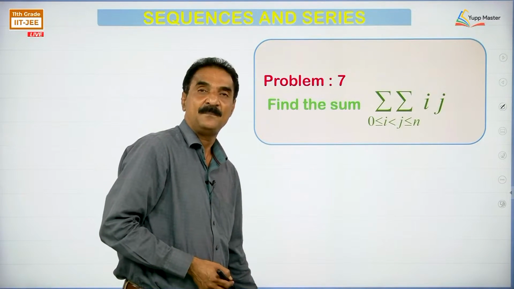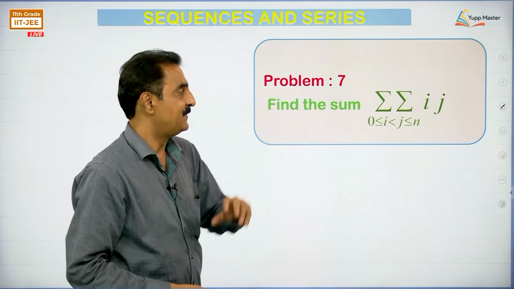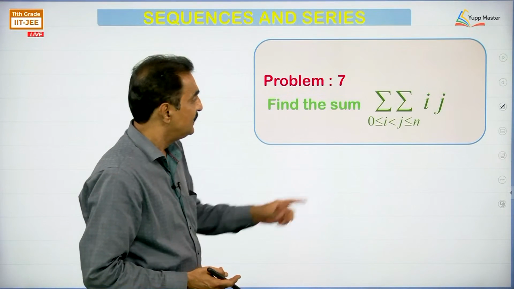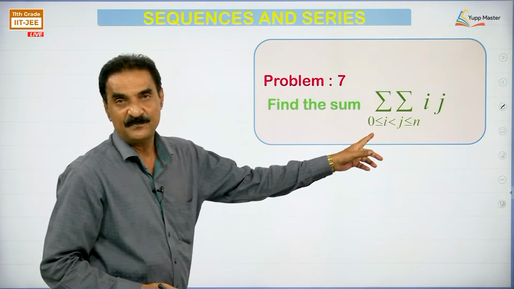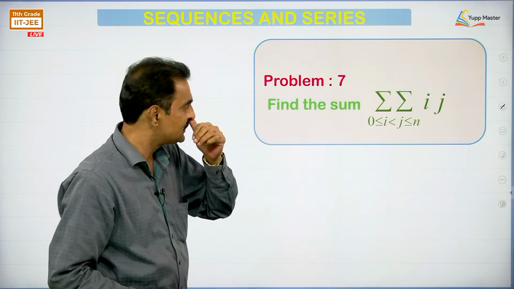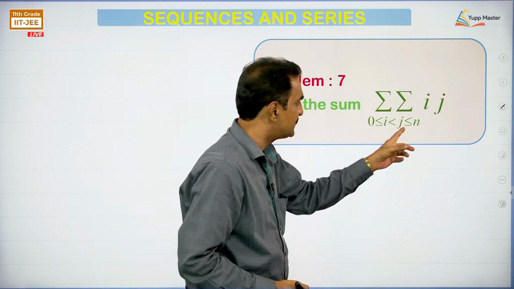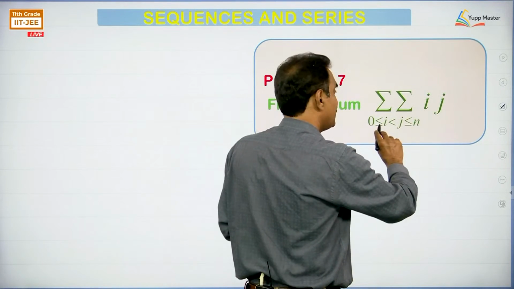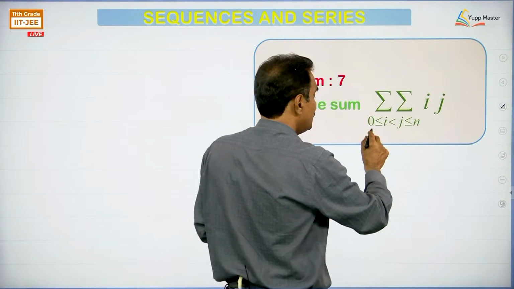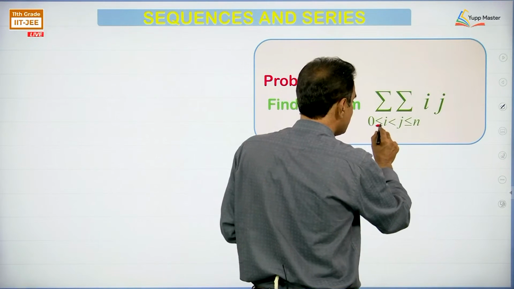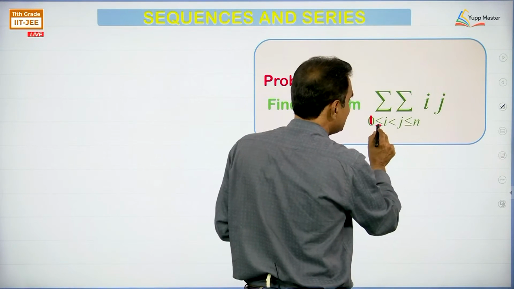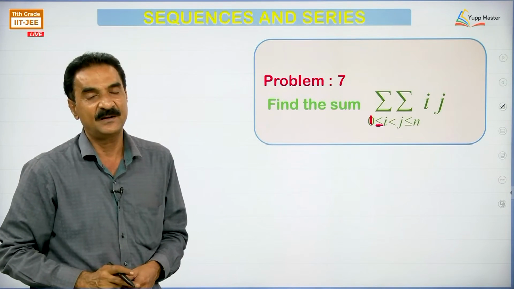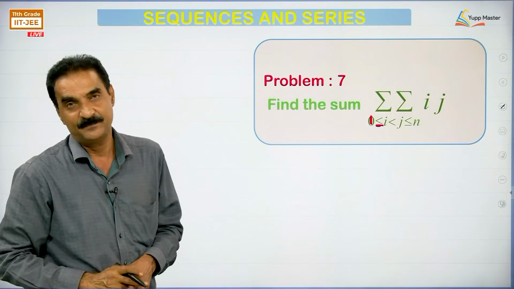Sigma sigma ij, where i is less than j, and i and j vary from 0 to n. Sorry, if i and j can vary from 0 to n, it is becoming 0, because if i is 0, it is 0. So let us change this: 1 is less than or equal to i, less than j, less than or equal to n. All right. Now what is its meaning?